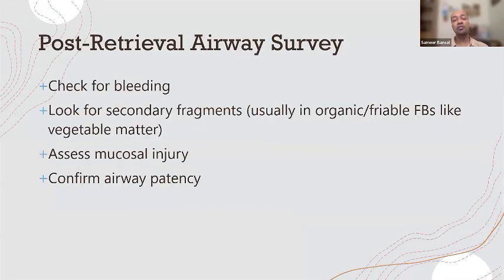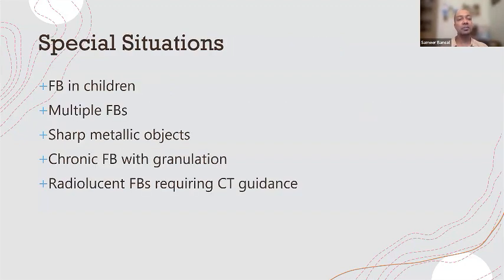Post retrieval, always have an airway survey. Check for bleeding. Look for secondary fragments, and this is generally seen in friable foreign bodies such as vegetable matter. Assess for any mucosal injury. Certain foreign bodies you may need to come back later also because they may have some chemical reaction leading to granulation tissue. Confirm your airway patency.